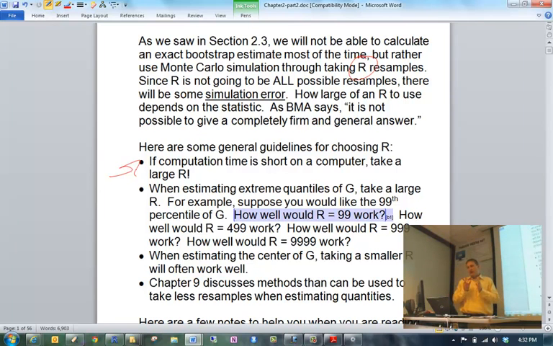The R, let me just emphasize this, the number of resamples that they take in the book is typically smaller than what you would normally want to use nowadays. Computers have sped up in the 15 years since about this book was written.